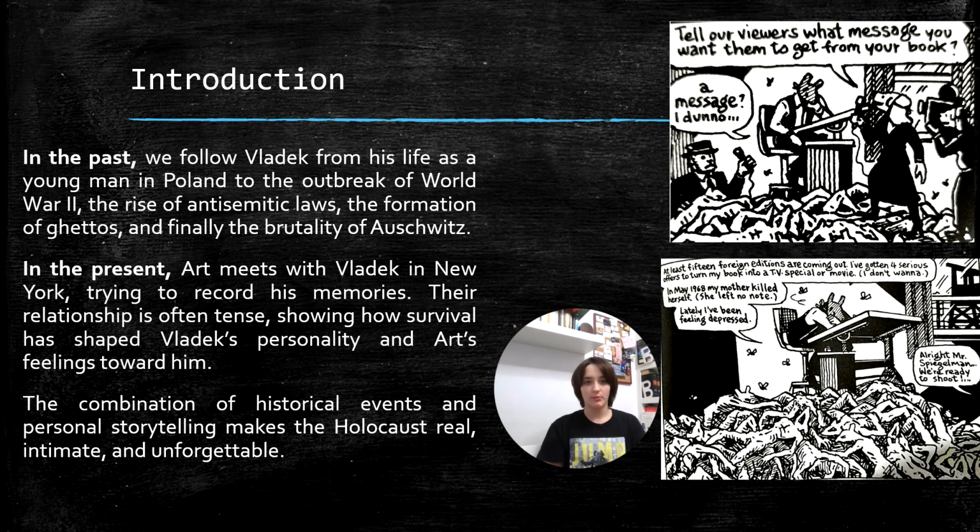Now, let me introduce you to the plot of the book. Basically the book is divided into two parts, the past and the present, which are two stories going on at the same time. In the past we follow Vladek, the father of the writer. We follow his life back in Poland as a young man, his life during the outbreak of World War II, and how he survived the Auschwitz camp and the ghettos. And in the present, Artie, the writer, Art Spiegelman, meets his father in New York City, trying to record his memories so he can write his book. Actually, the relationship is very tense, and often we can see how hard life in Auschwitz was and how it shaped survivors.